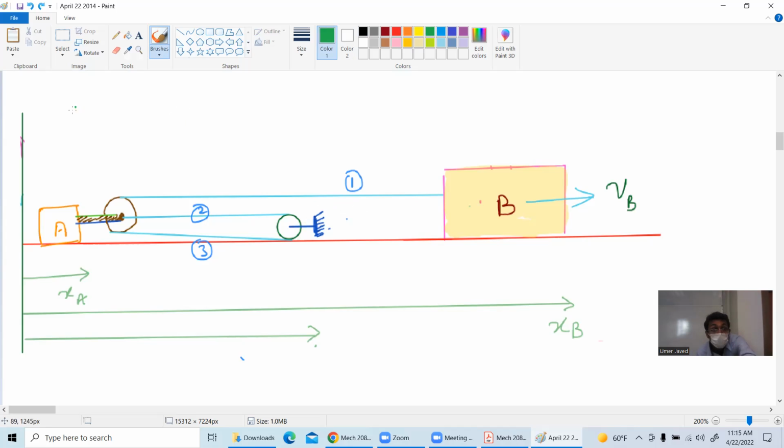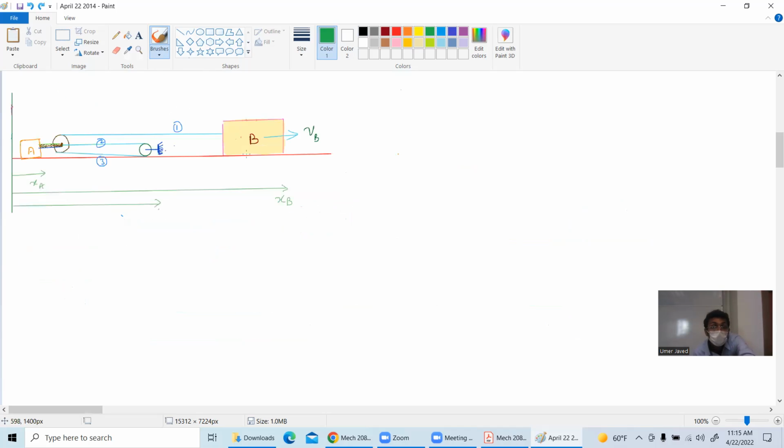So let's do it together. We will say the length in the solution is L equal to, okay, let's count the length. It is XB minus XA, right? So this is XB, this is XA. So right now I'm talking about this rope, okay? Everyone, are you following me?